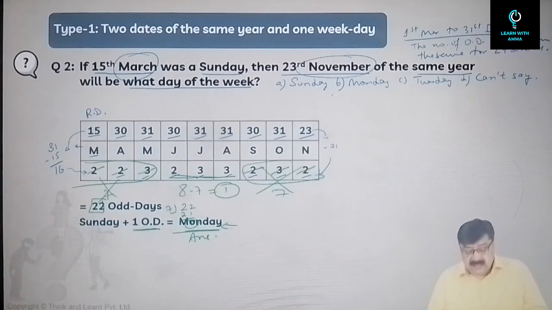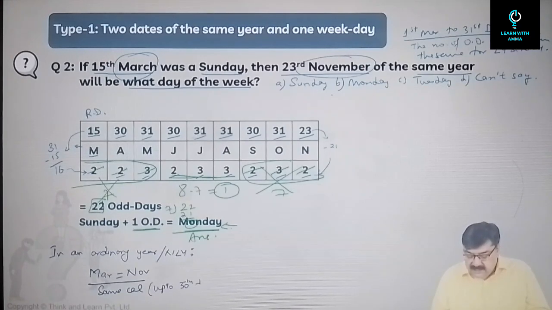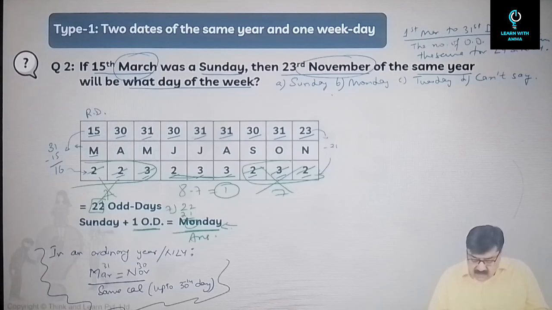But if you remember that in an ordinary year, or let us say a non-leap year, the months of March and November have the same calendar. Obviously up to the 30th day, because November has 30 days and March has 31 days. So from 1st to 30th of March will have the same calendar as 1st to 30th of November. So if you remember this, the story becomes very simple. Now let us see how.